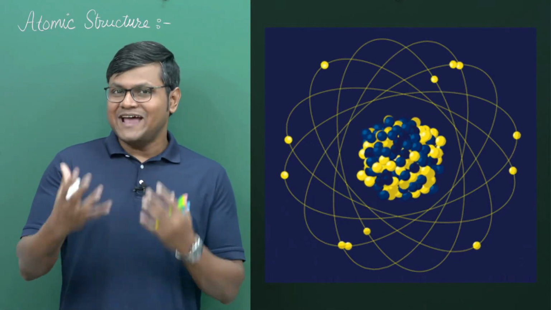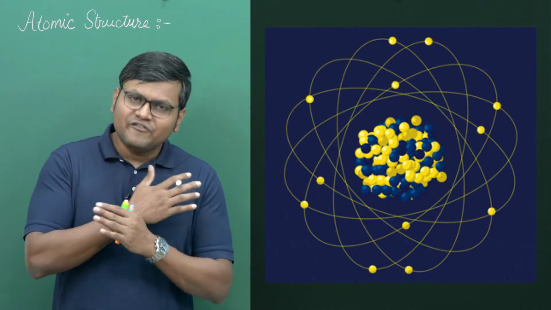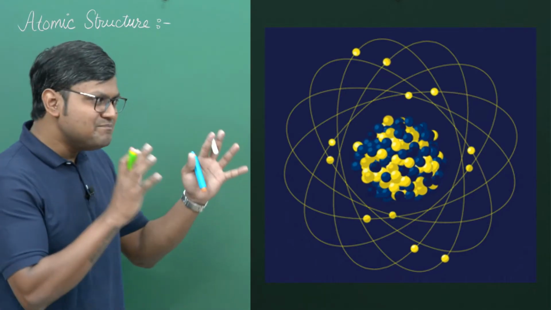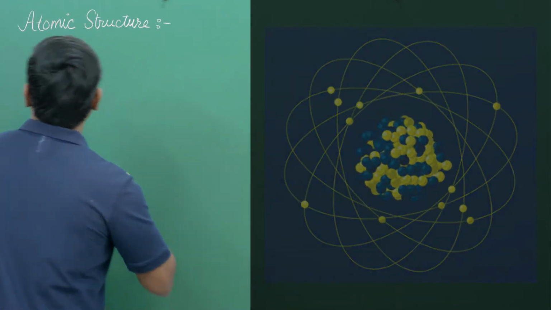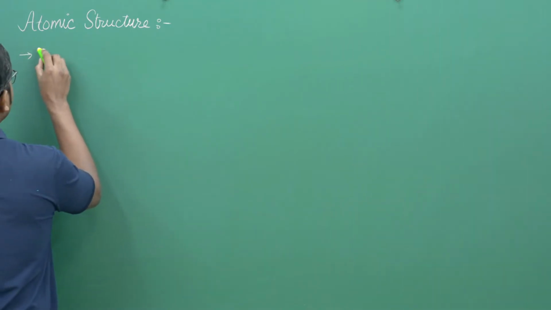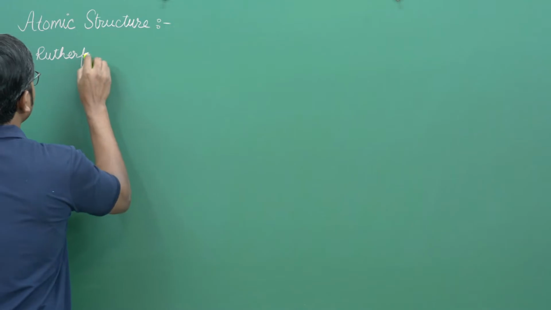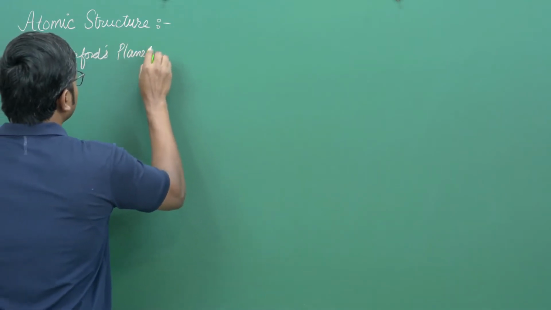This model of the atom is in fact in today's popular culture one of the most famous models of the atomic structure because it gives you a very simple picture of how the atom is supposed to look like according to Rutherford. So Rutherford gave his planetary model of the atom.